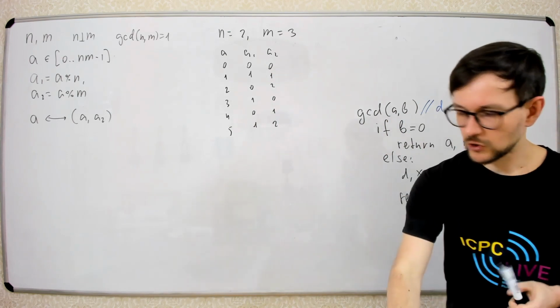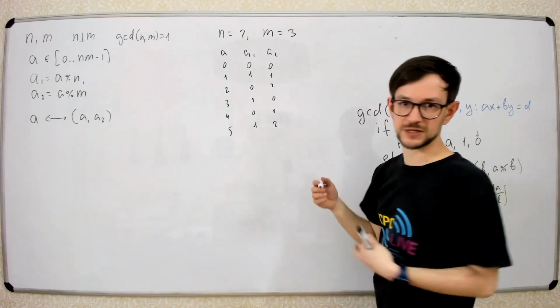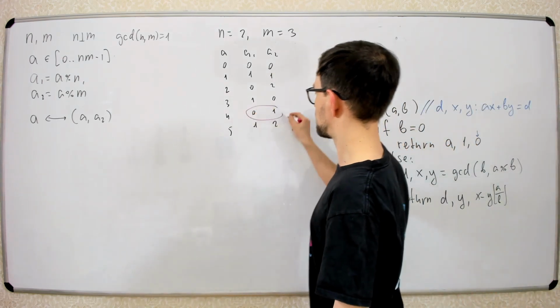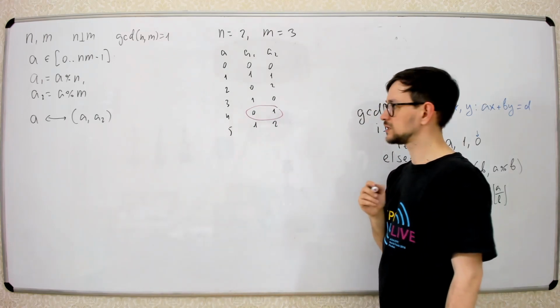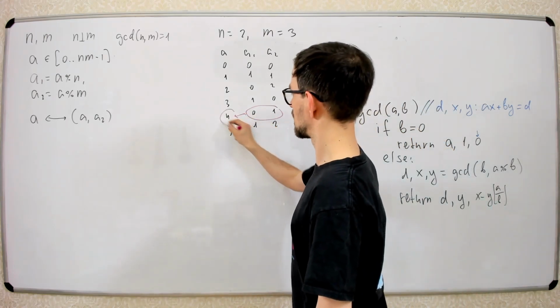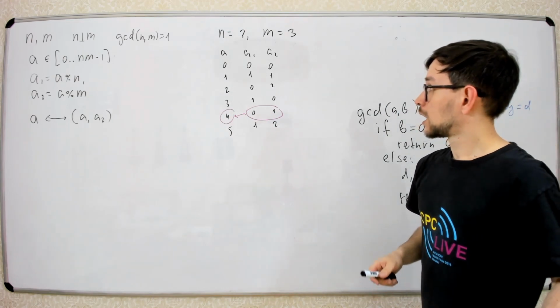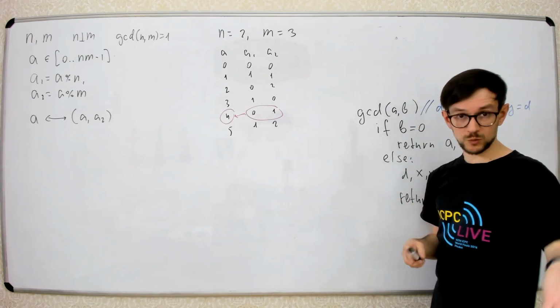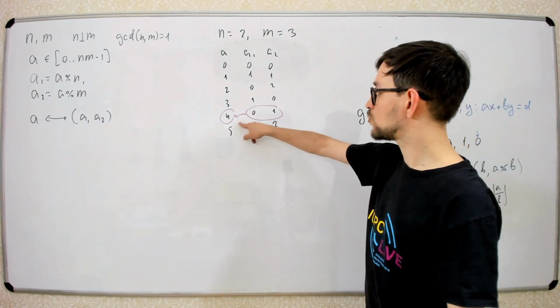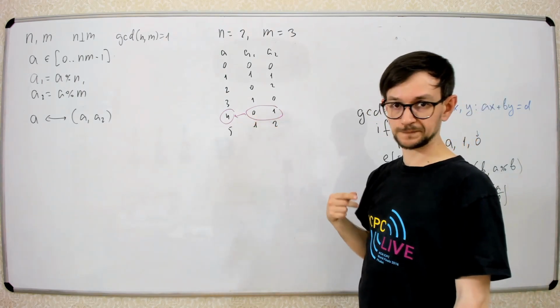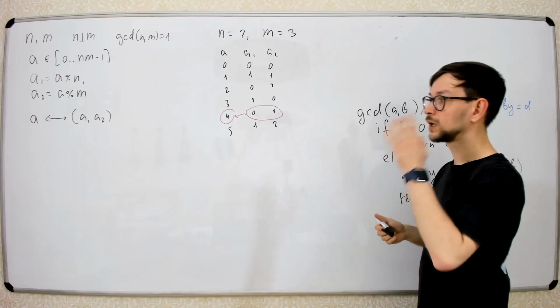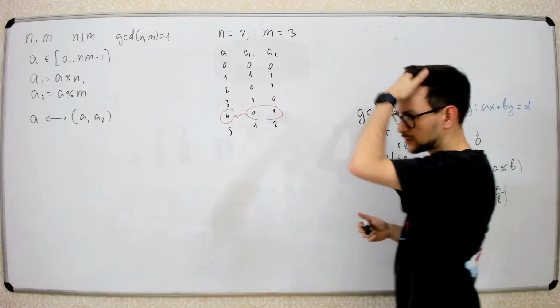So you may see that all these pairs are different. If you take any pair of these integers, it corresponds to some unique number a here. So the question is how to find this number a if we know numbers a1 and a2. How to do it? Let's write the equations.